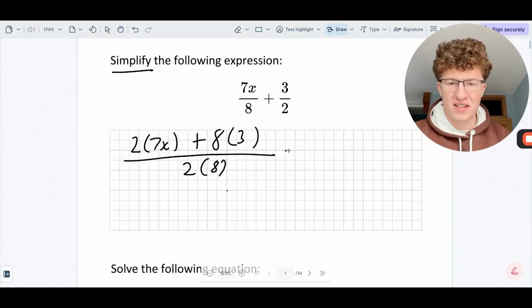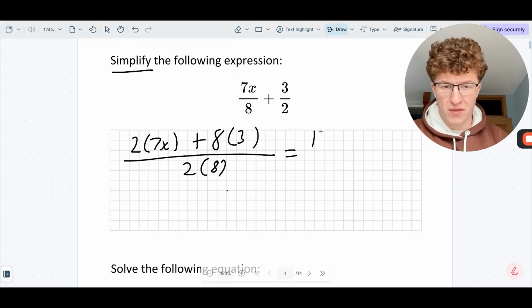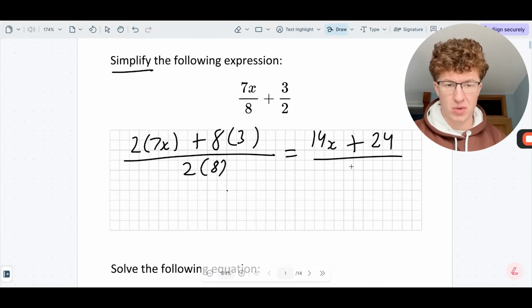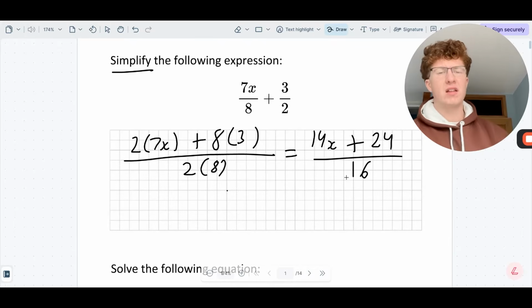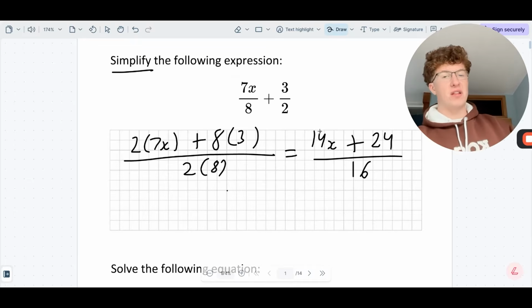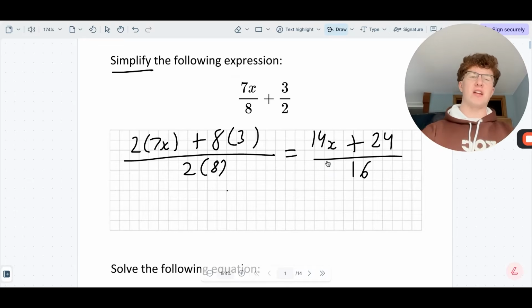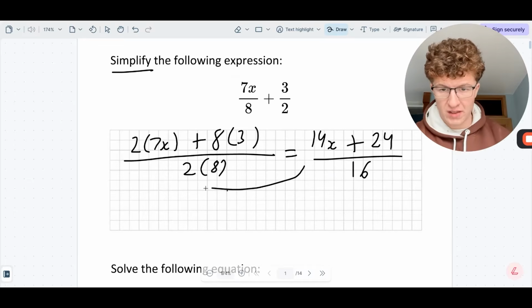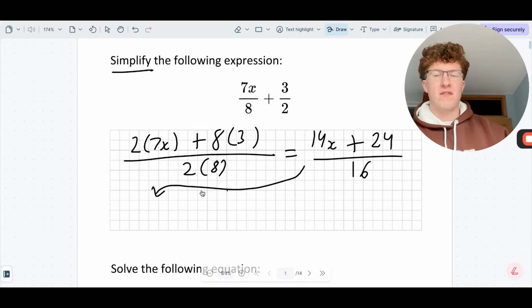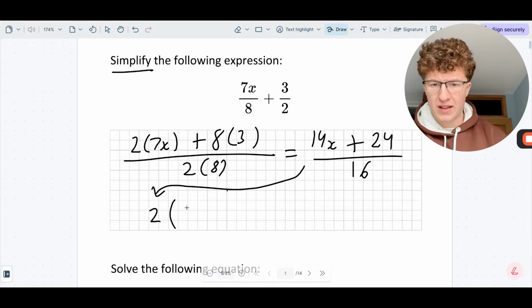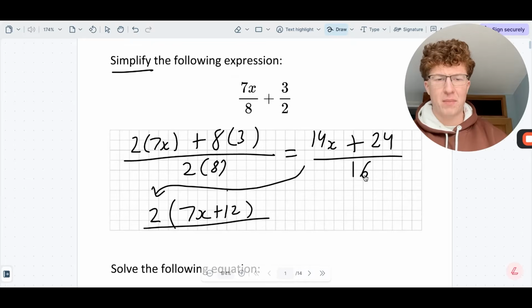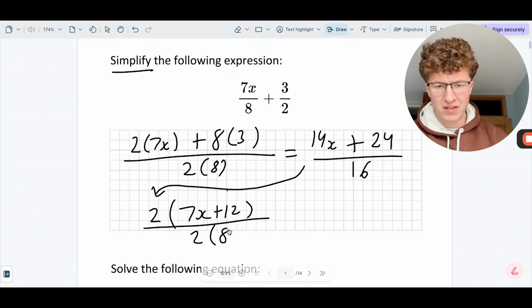Now, simplify this. 2 times 7x is going to be 14x, and 8 times 3 is going to be 24, all divided by 2 times 8, which is going to give us 16. Now, this is not fully simplified. We notice that everything in this fraction can be divided by 2. So I'll continue this down here. Factor out a 2 from the top. You're going to get 2 times 7x plus 12. And then from the bottom, we're going to have just 2 times 8.